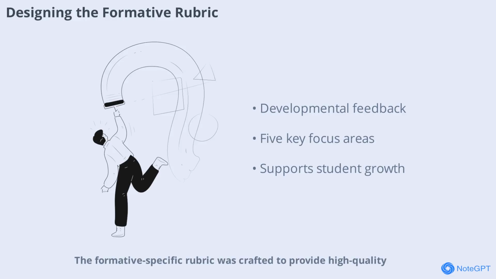The formative-specific rubric was crafted to provide high-quality developmental feedback at the module's midpoint. Unlike summative rubrics, it didn't expect students to have mastered all learning outcomes yet. Its primary aim was to clarify expectations and support students' growth while also standardizing feedback across a large teaching team. The rubric focused on 5 key areas: critique, criticality, referencing, narrative flow, and argumentation. This targeted approach helps students understand where to focus their efforts for improvement.